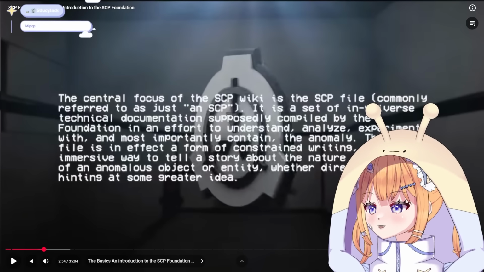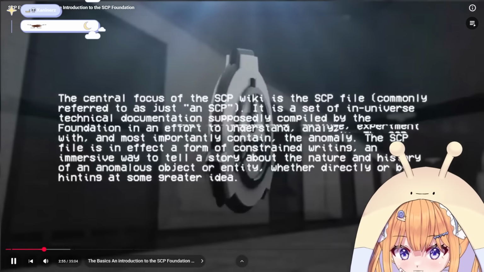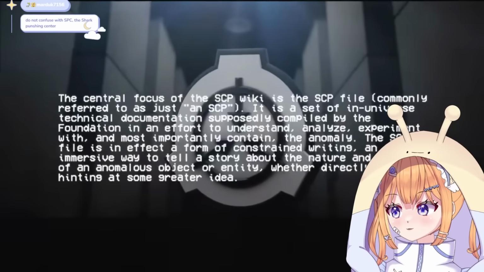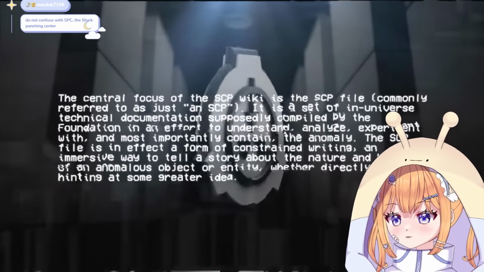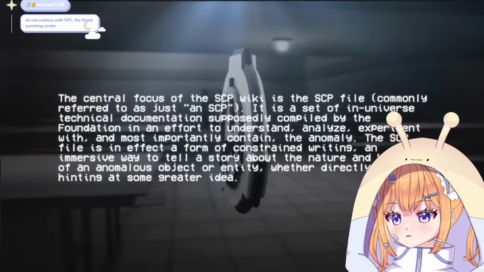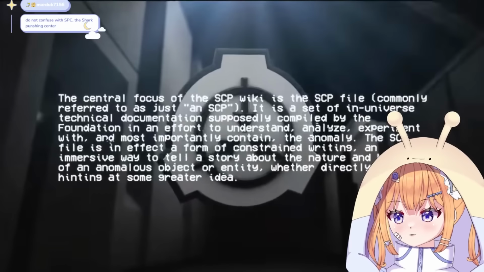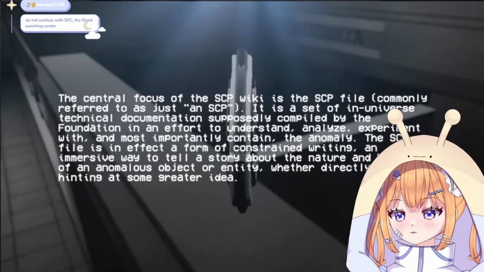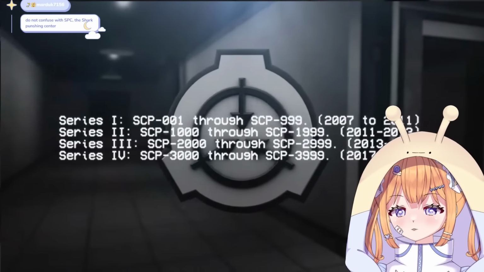SCP is not real? No! In an effort to understand, analyze, experiment with, and most importantly, contain the anomaly. The SCP file is, in effect, a form of constrained writing, an immersive way to tell a story about the nature and history of an anomalous object or entity, whether directly or by hinting at some greater idea. Each SCP is given a unique serial number or designation.